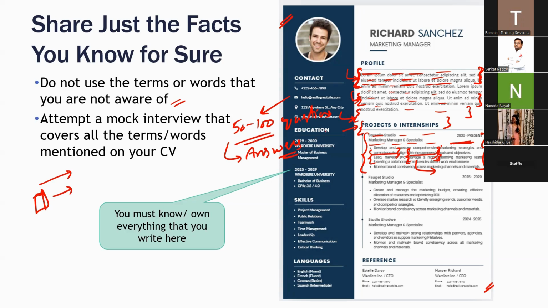So the best way to be very confident in an interview is you take a printout of your own CV and make sure that you are writing your own questions related to the CV, whatever is the question, from very basic question to very complex question, and be ready with those answers. Then you will be very much confident.